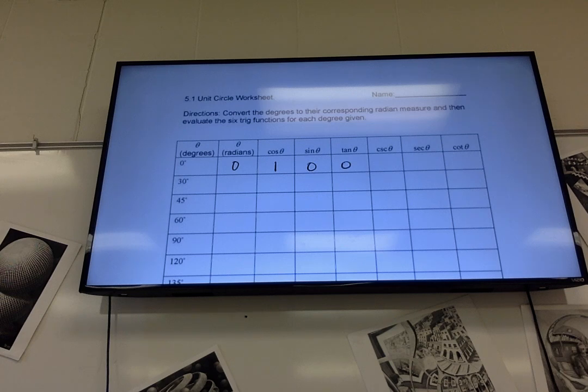So cosecant is the reciprocal of what? Sine. So that would be 1 over 0 or undefined. Secant is the reciprocal of cosine. So it was 1 over 1. When I flip it, it's still 1 over 1. Cotangent is the reciprocal of tangent. So instead of 0 over 1, it's 1 over 0. So it's undefined as well.